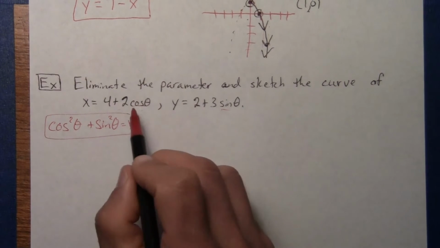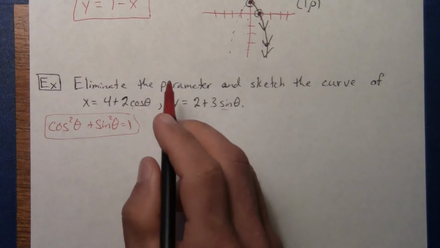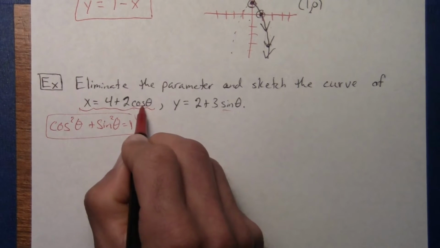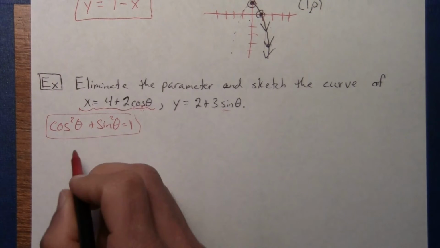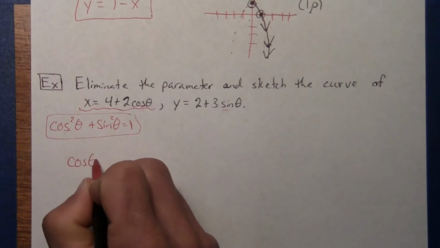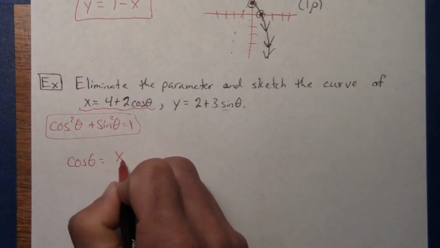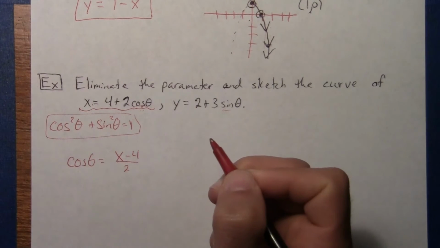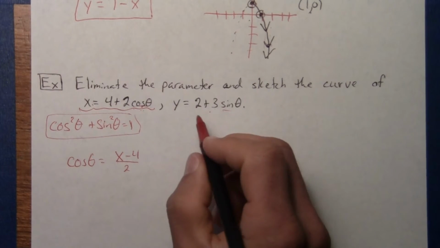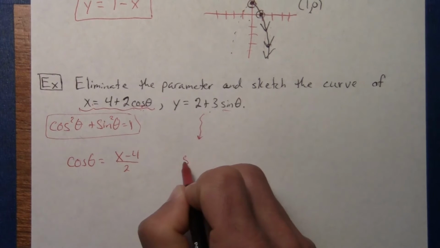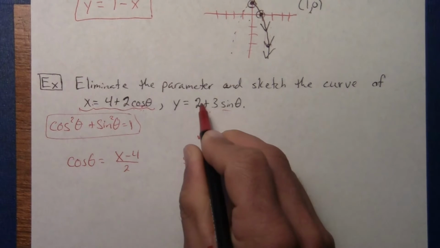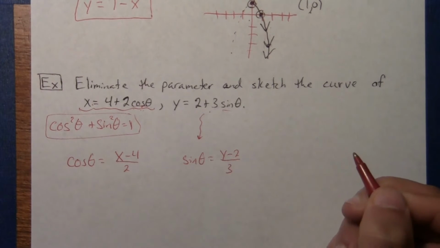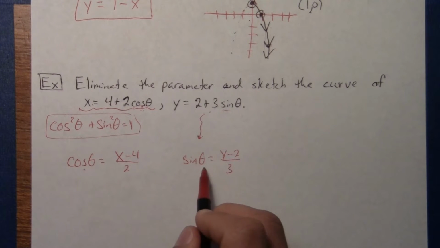So what I need to do for both of these is get sine and cosine by themselves. If I look at this one, to get cosine by itself, I would have to subtract 4 and divide by 2. So I would say that the cosine of theta is going to equal (x - 4)/2. Over here, if I do the same thing, try to get the sine by itself, I would have to subtract 2 and then divide by 3. And so now I've got cosine by itself, I've got sine by itself.